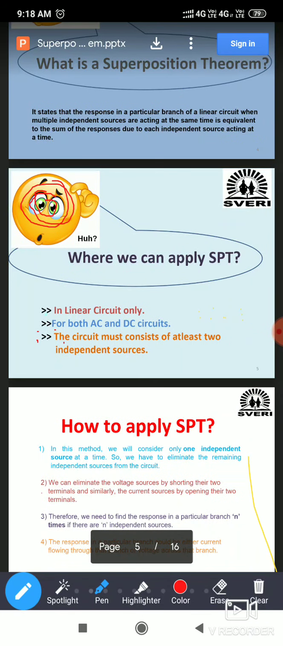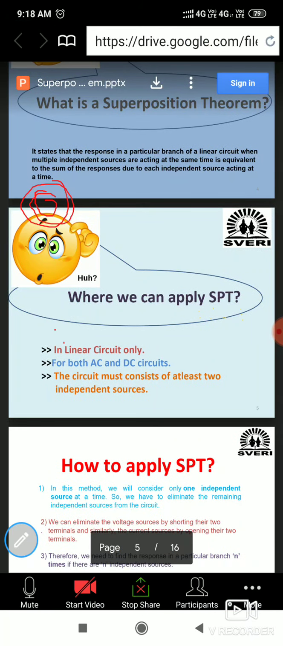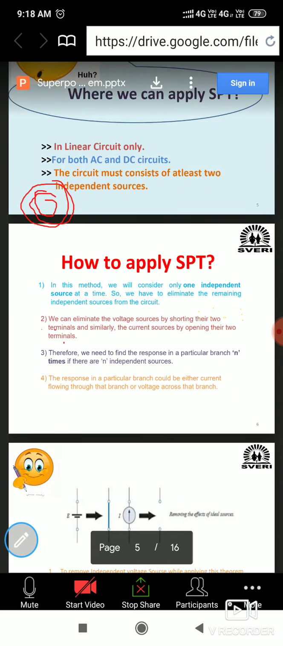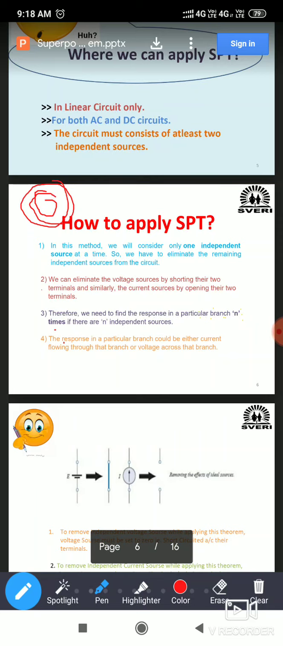Now next, we can start with how to apply the superposition theorem. Indirectly, we can say these are the steps. So in this method, first of all, we will consider only one independent source at a time. We have to eliminate the remaining independent sources from the circuit.